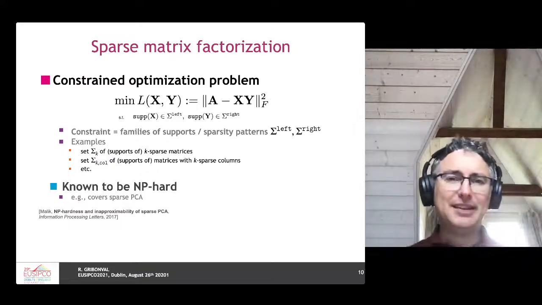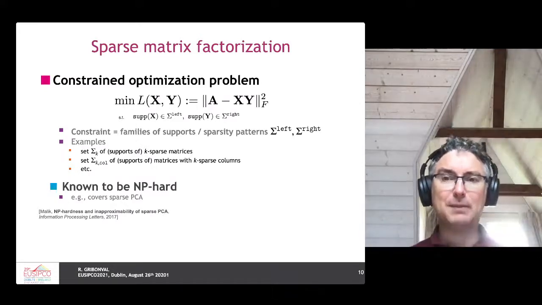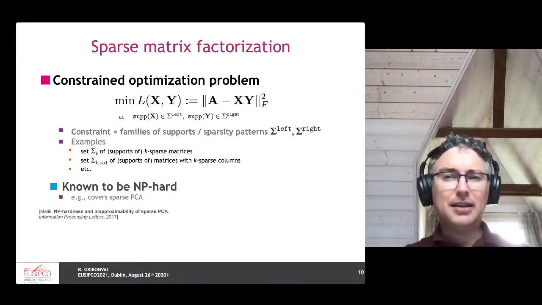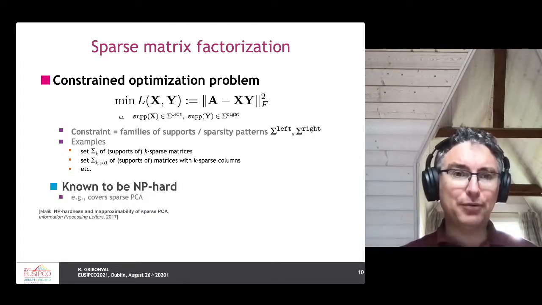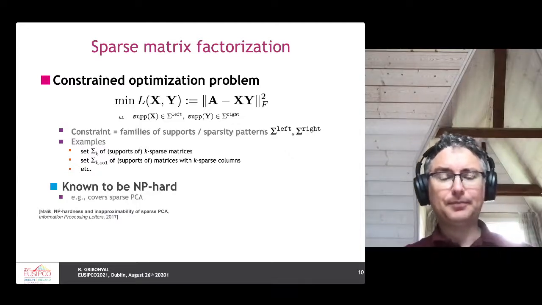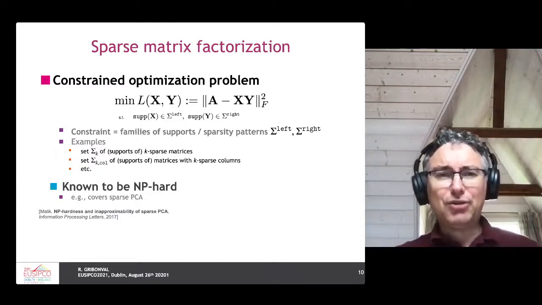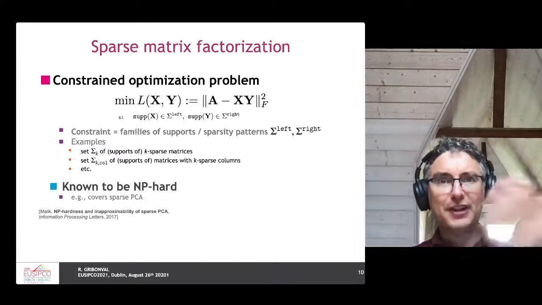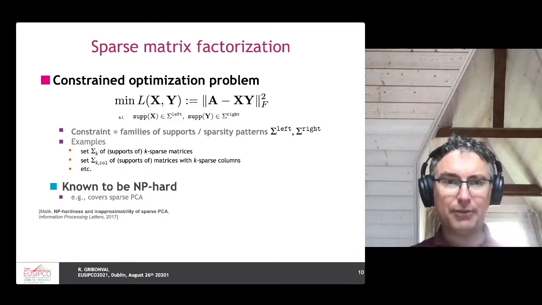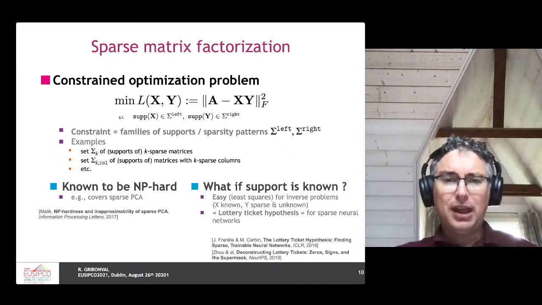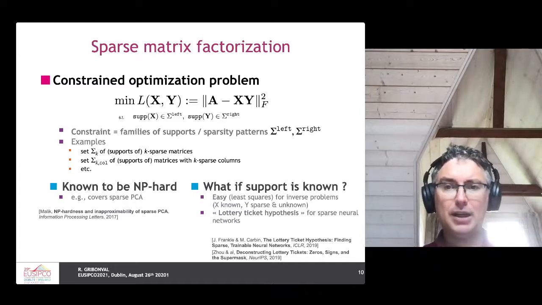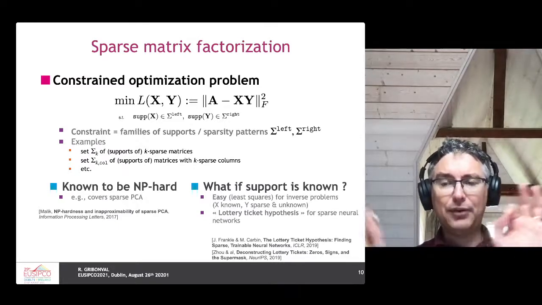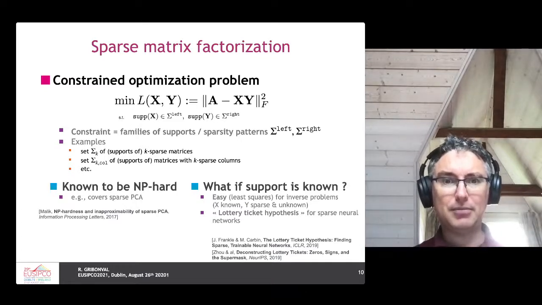Of course, it's known that it's a hard problem because as soon as you bring sparsity, there's combinatorial issues that arise, and more formally, it's been proved that this covers sparse PCA, which is NP-hard. So this is believed to be NP-hard because there's the difficulty of exploring the possible supports and finding the right one. But what happens if you know the support? If in fact your constraints on your factors X and Y is that they have to have non-zero coefficients at a particular place.